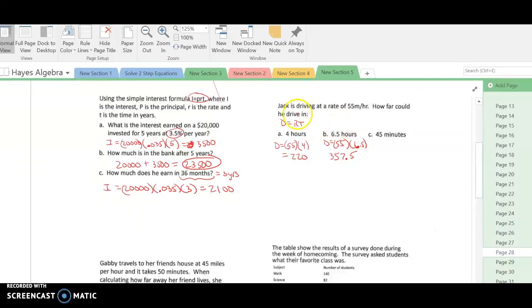Now, 45 minutes, all right? Remember, in this formula, time is in terms of hours. So we have to convert minutes to hours. Well, how many minutes are in an hour? There's 60. So the number of hours is equal to the number of minutes, 45, divided by 60, which gives you 0.75. If you think about it, 45 minutes is 3/4 of an hour. So the distance traveled would be 55 times 0.75, which in this case would give you 41.25 miles.